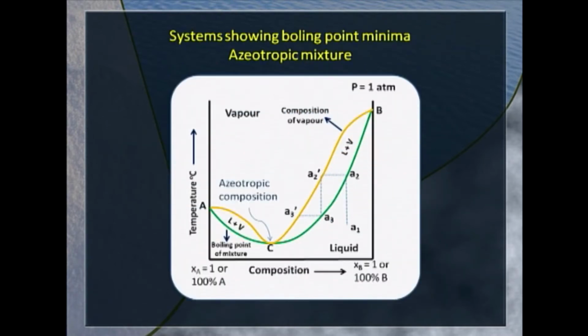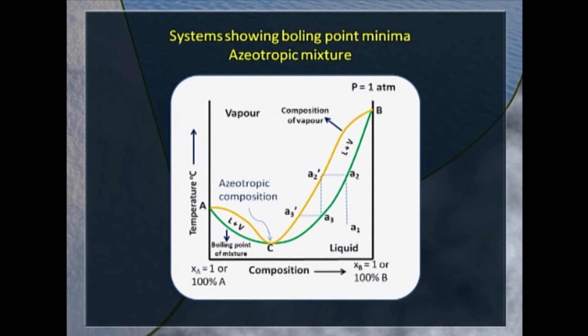But the diagram in which we plot temperature versus composition is more useful. Here is the diagram. You can clearly see that the two liquids have boiling points that are much different. A is lower boiling, that means it has higher vapor pressure. B is high boiling, which has lower vapor pressure, and you see there is a minimum here, which is called the boiling point minimum. So, these systems are the ones which show boiling point minima.